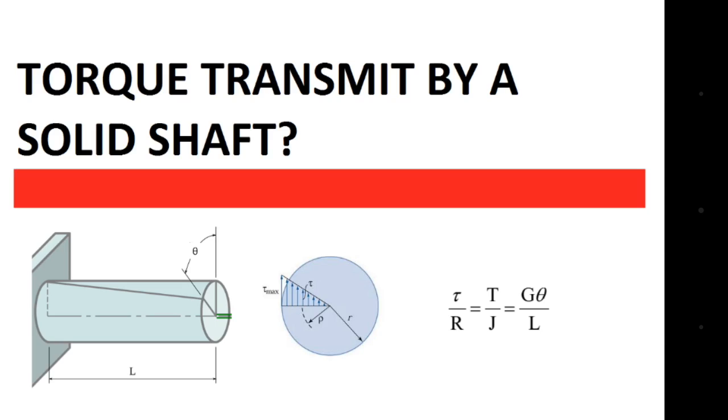Welcome back everyone. In today's discussion, we are dealing with the general torsion equation of the shaft to calculate the power of the shaft, and also we are going to calculate the torque and diameter of the shaft with the torsion equation. Let's go ahead and start with our first problem.